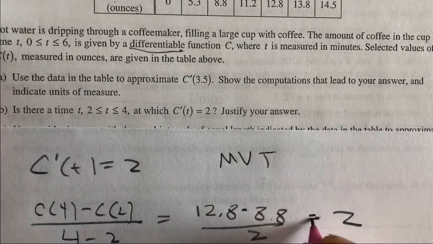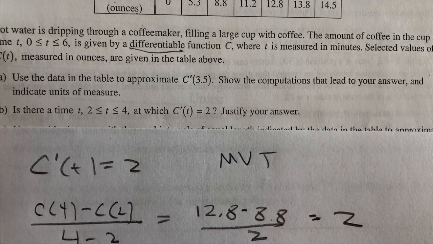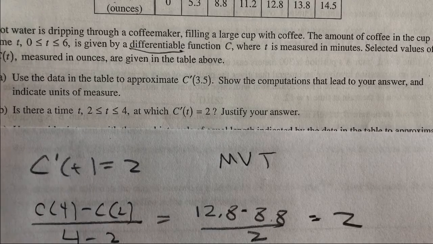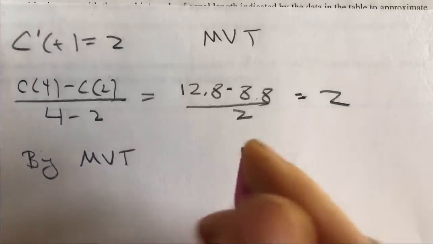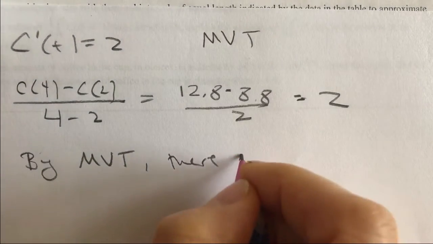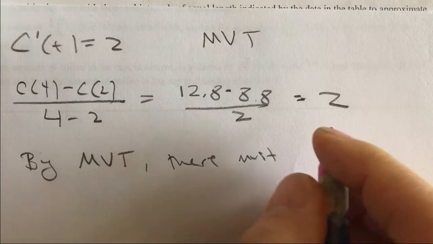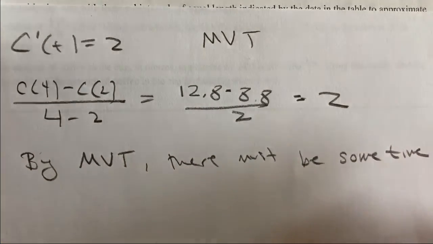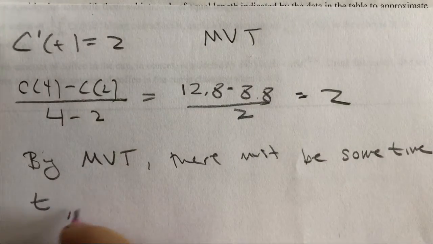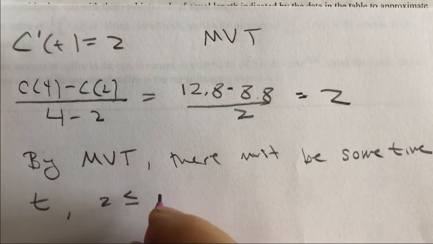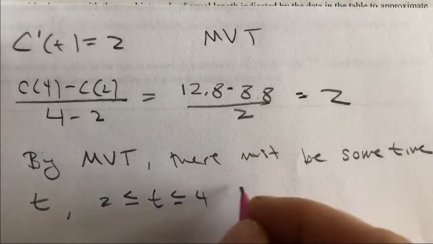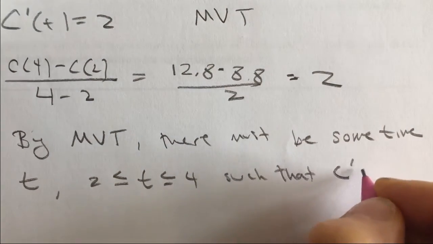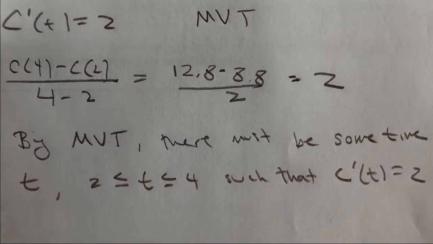And since this function is differentiable over the interval, we can say by the MVT there must be some time, what they call the t in the problem, where t is between the endpoints that we used, such that C prime of t equals 2. And that's all you'd have to do.